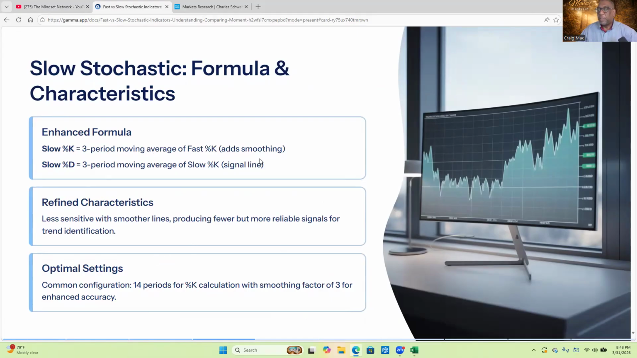And for those of you that are into math, there you go. There's the formula. But it's less sensitive. It has smoother lines, producing fewer but more reliable signals, trend indicators than the fast stochastic. 14 days is usually the setup. 14-day periods of factor of 3 for enhanced accuracy.